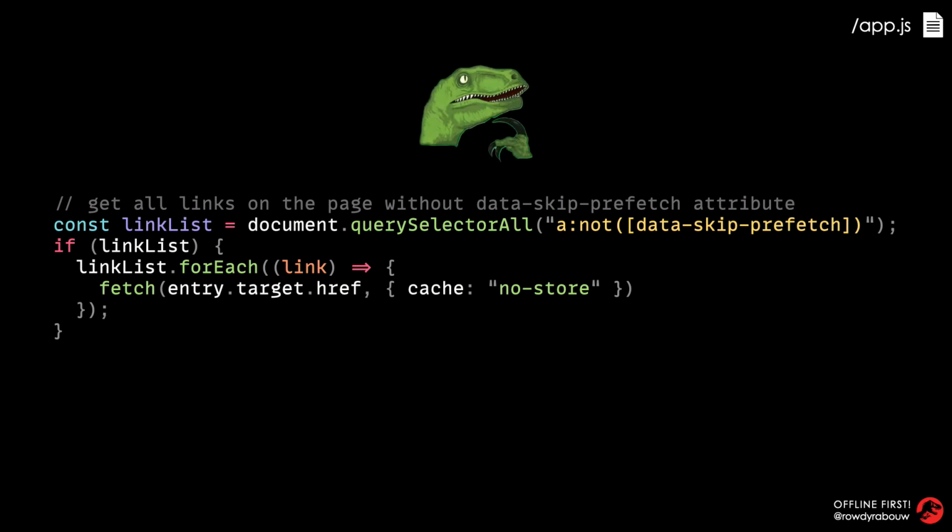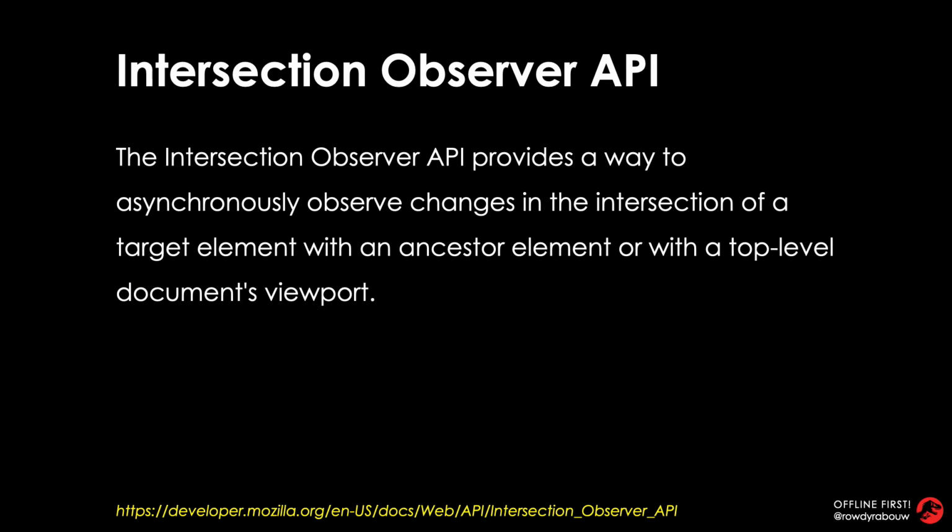Okay, that's better, but as I mentioned, if you have a very long page with a lot of links, does it really make sense to prefetch them all? We can use something called the Intersection Observer API. The Intersection Observer API makes it possible to see where the user is at that point. Where are they on your page? And we can make use of that.